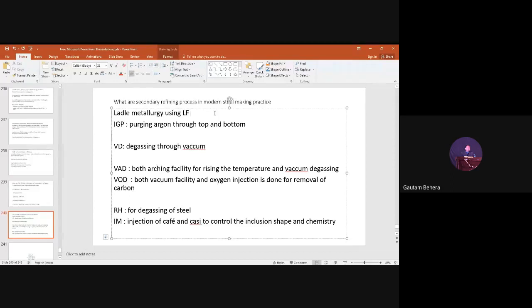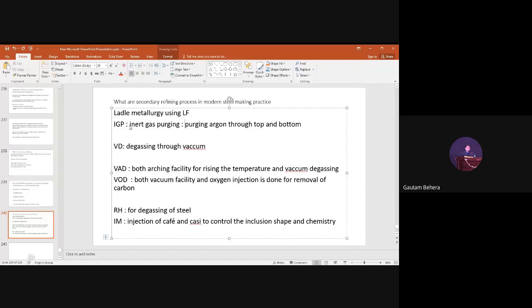Then IGP. IGP is inert gas purging. Purging means we are blowing inert gases like argon into the molten steel after primary steel making process. This is basically to homogenize the steel.